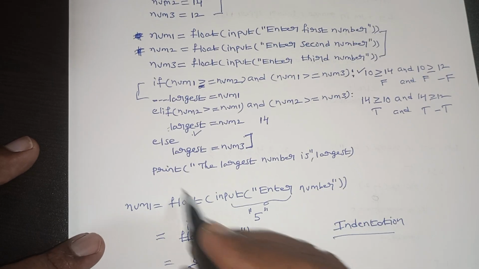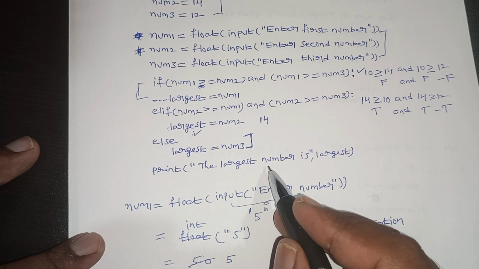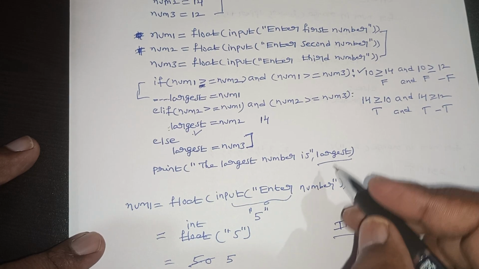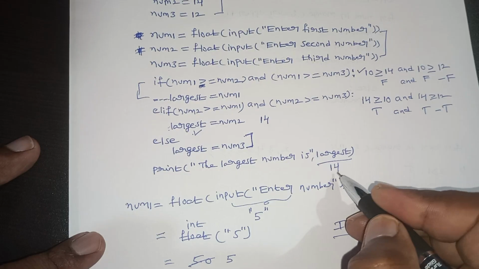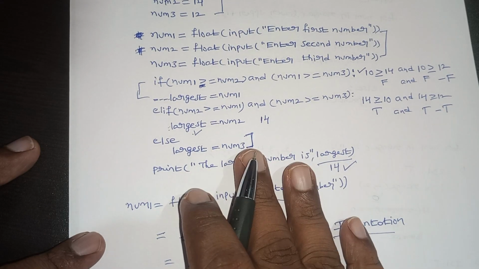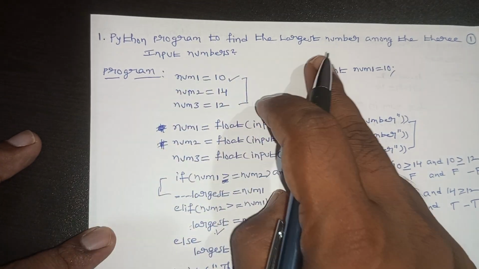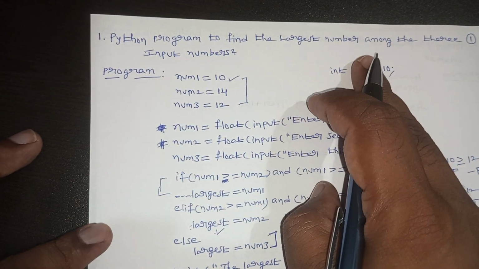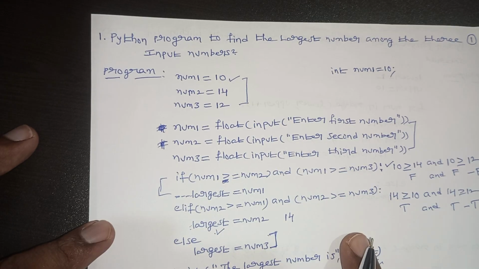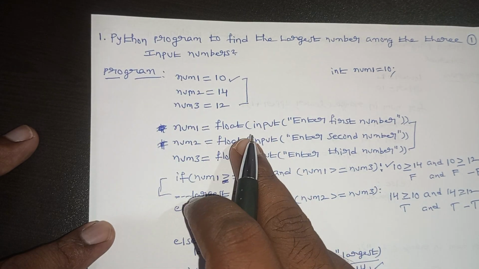Now where do I have to come? Come to the print: the largest number is, largest. What will be the value? The value will be 14. So in this way you have to execute the first program. What is the program? Python program to find the largest number among three numbers.